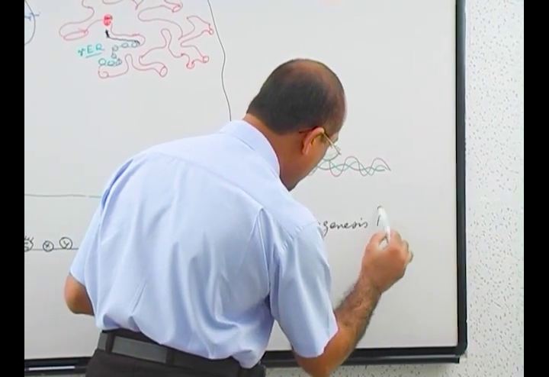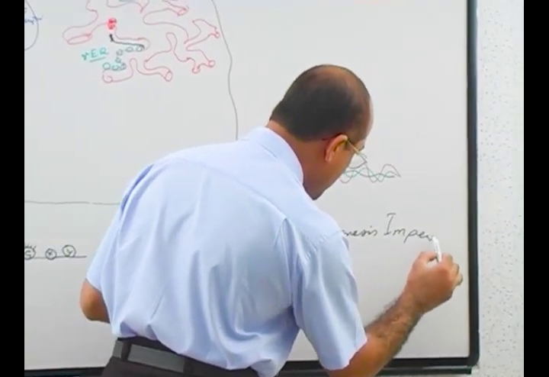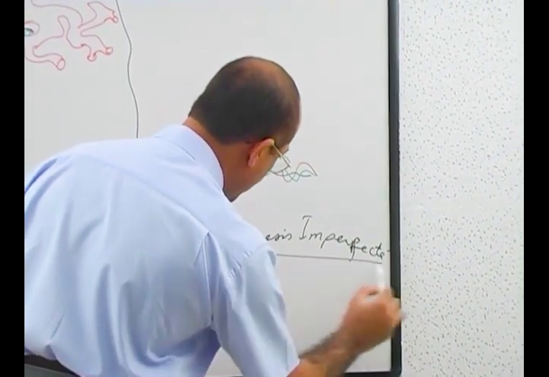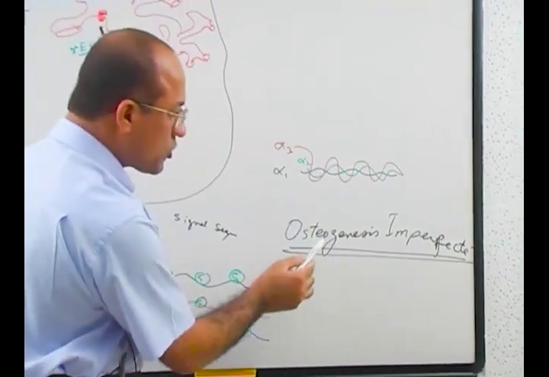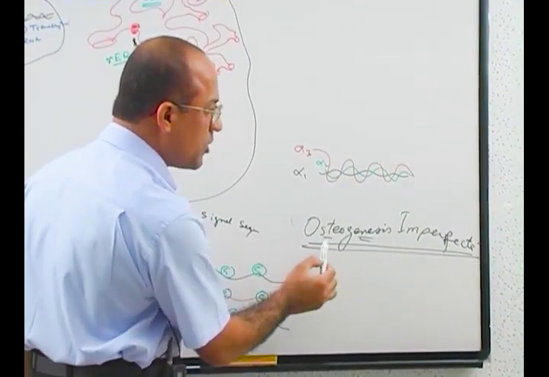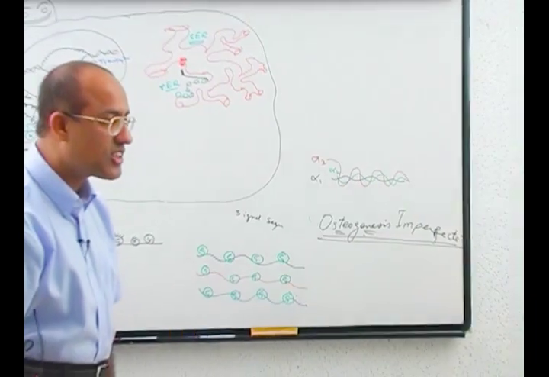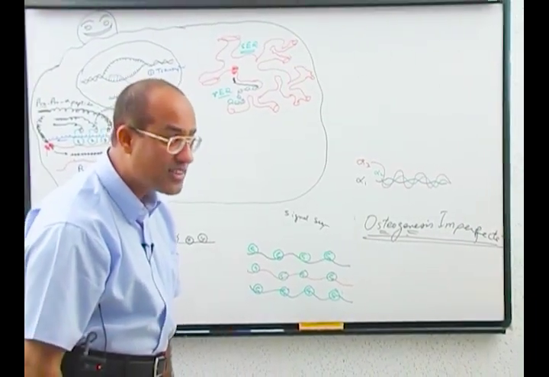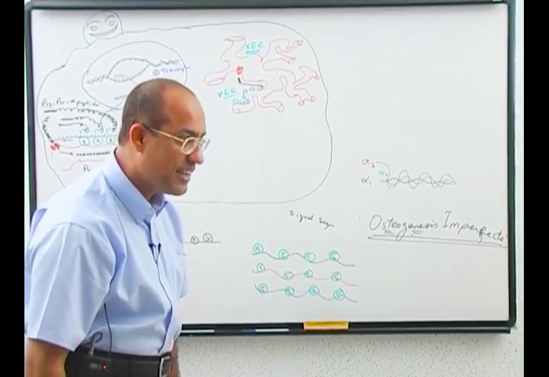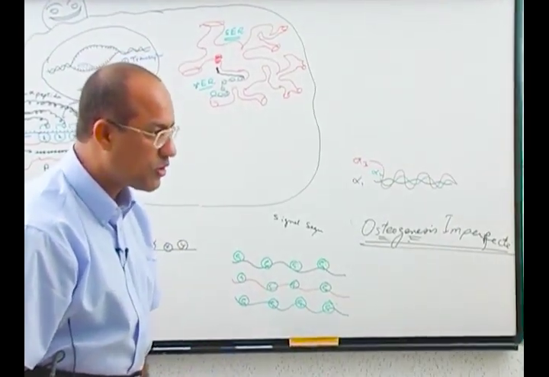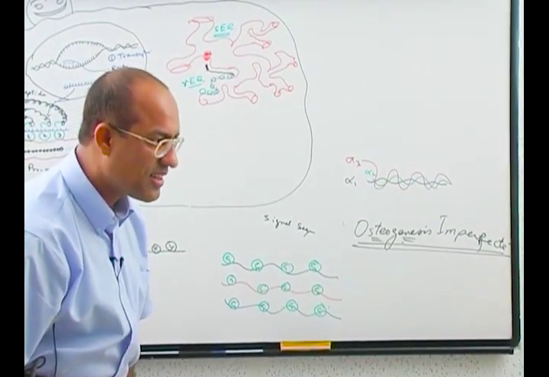Osteogenesis imperfecta. That osteo means bone, genesis means formation. Bone formation is imperfect. Is that right? Because of mutations in the genes coding for the alpha chains, especially for that collagen which is present in the bone. I told you the many types of collagen, right?